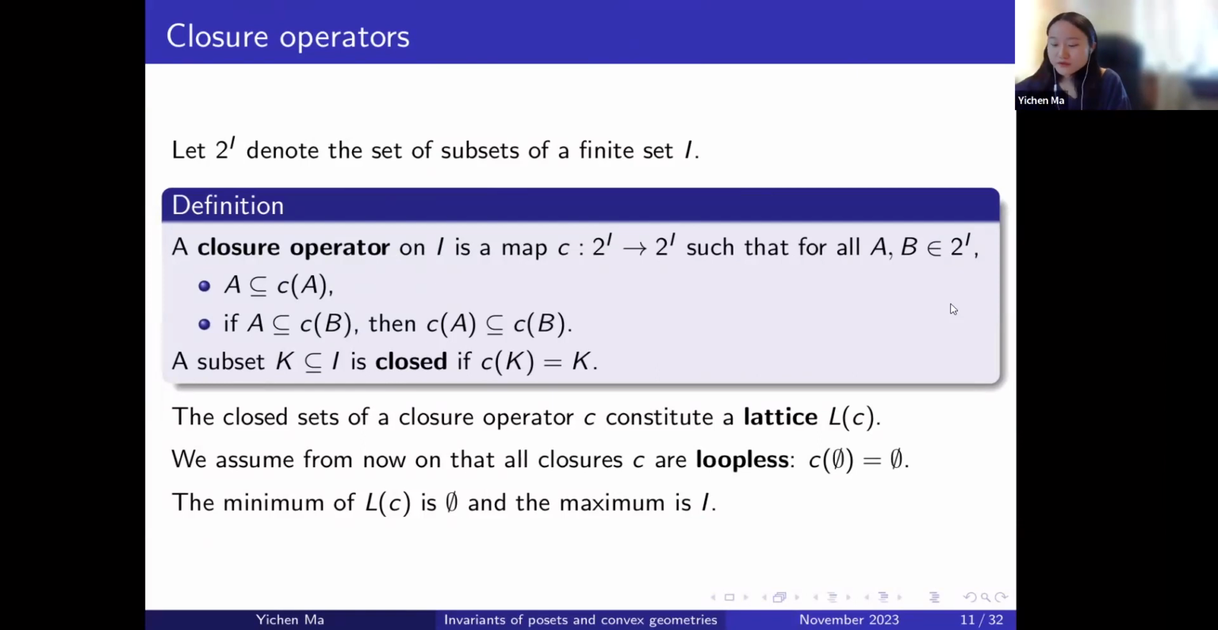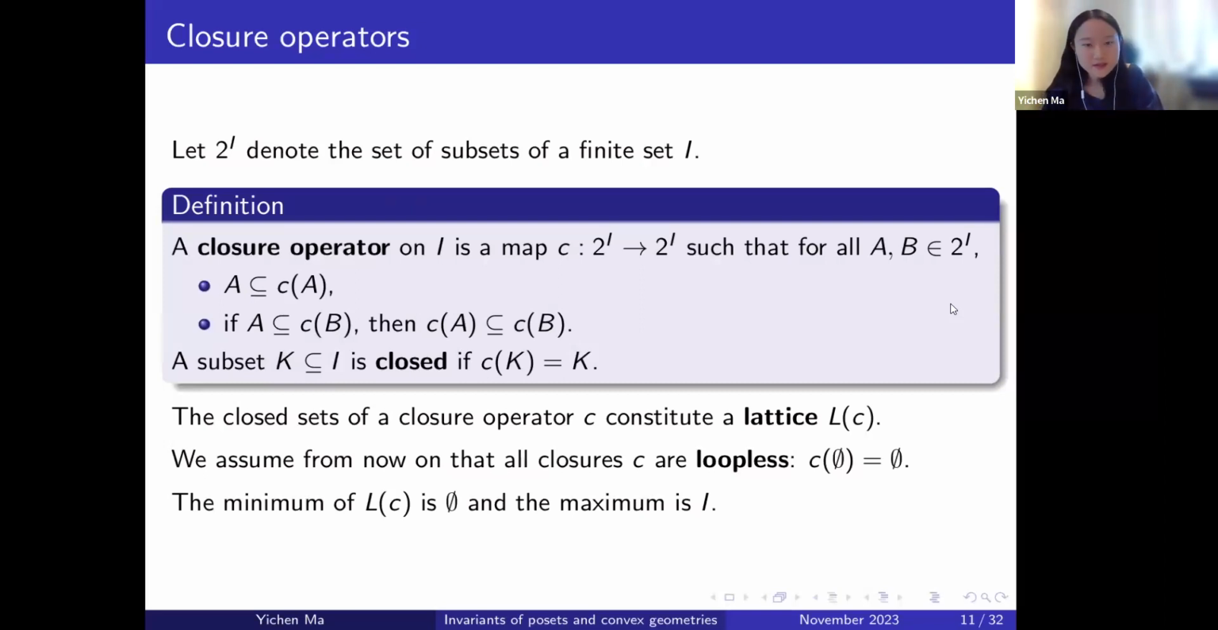Okay, so first we let 2 to the I denote the power set of I. And then a closure operator is a map from the power set of I to itself, satisfying the following axioms. First, given any subset A of I, A contains the closure of itself. And second, if A contains the closure of B, then the closure of A must contain the closure of B. And if we have some set K such that its closure is itself, then we call K a closed set.